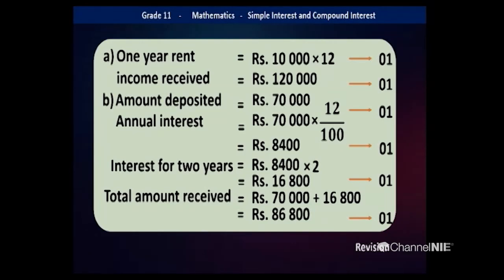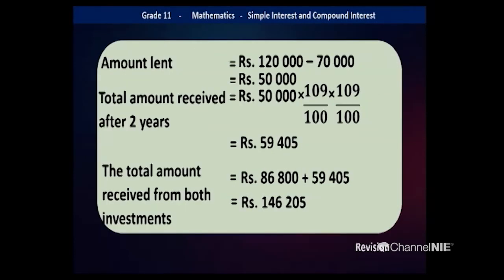Now you can carefully study this. There are 6 marks. Let us move on to the next part. There are 10 marks in total, so there are 4 more marks. Let us see how they give. Amount lent 50,000. For that 1 mark. That means when you answer step by step, you score your marks.